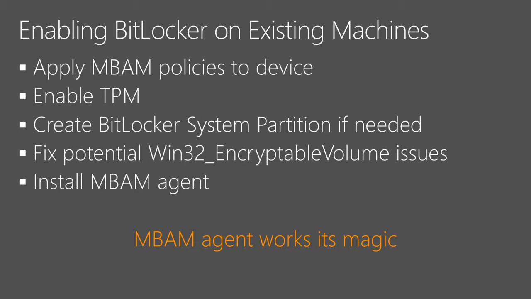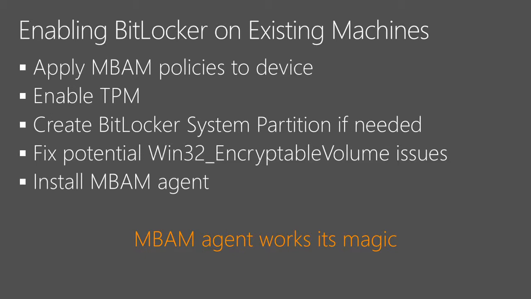So you buy MBAM, you decide you're going to move to BitLocker, you have 30,000 machines in your environment. What's that process? The first thing that you do is make sure you set up your group policy. It's the same thing you would do for any device. You want to set the MBAM policies and the BitLocker policies that you have and get those deployed to whatever OUs are appropriate. The next thing you want to do is the painful part, and that's enable TPM.